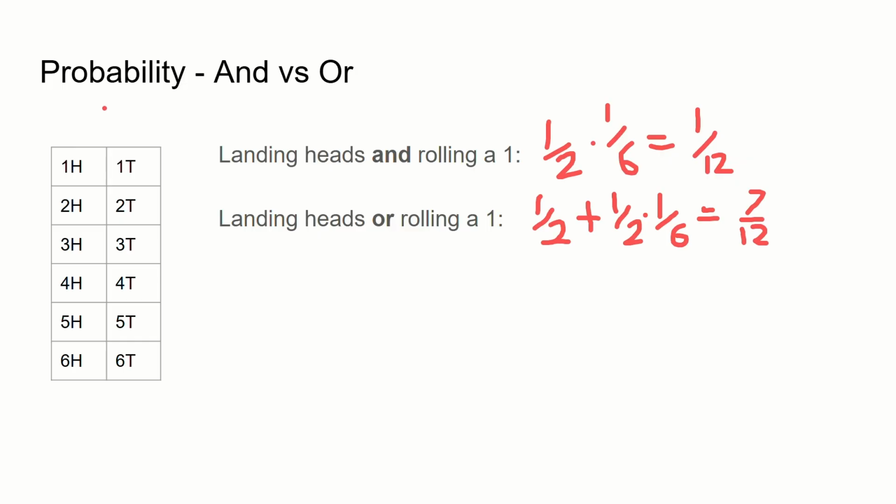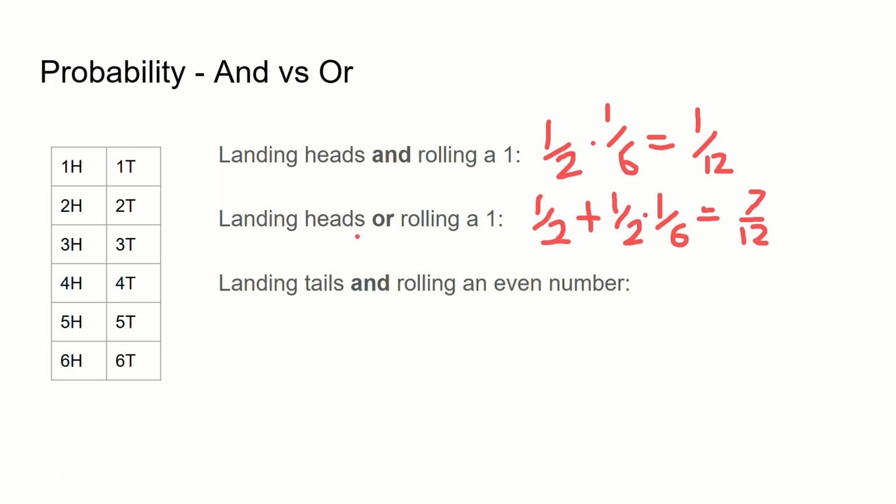So we can go over and count. The probability of landing heads is a half, so a half of the time we land heads, and then a sixth of the time we get a 1. But we don't want to double count this one with heads. So we're only dealing with the half of the times that we don't get heads. So we're only dealing with the tails, and that's when we get 1/6, and we would add it to the half of the heads that we already had.